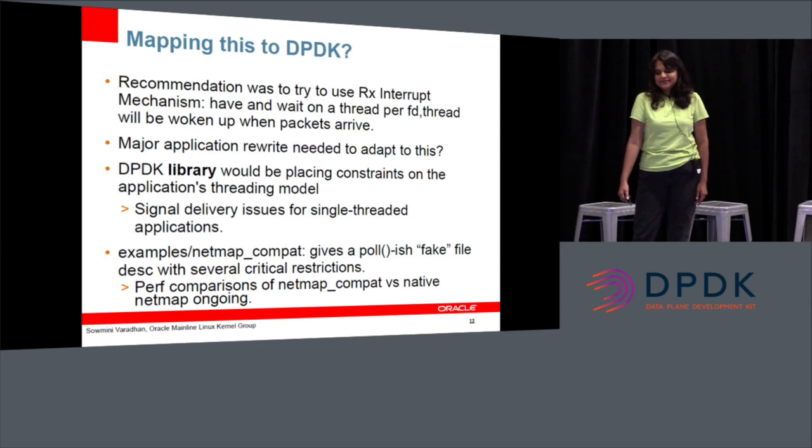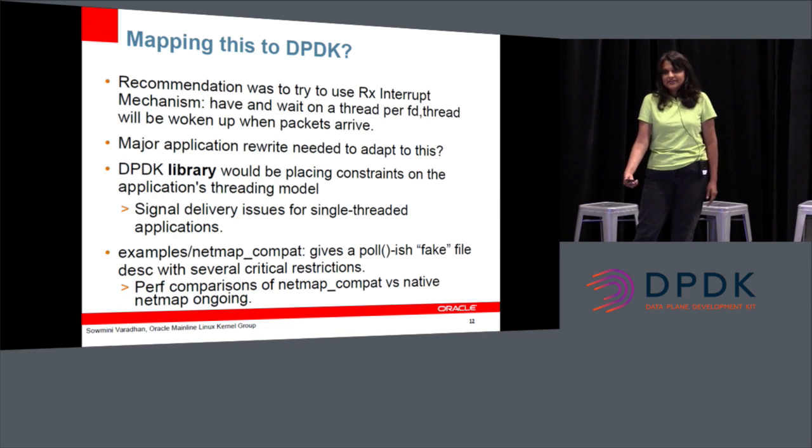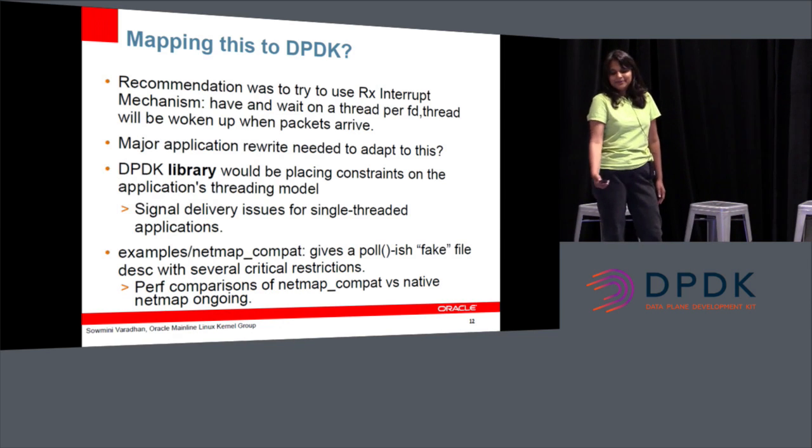I looked at the examples, and there is a netmap compat, which gives you a file descriptor which you can sort of kind of poll. But there are lots of restrictions, so it's not really something that I could add to my mix of disk I/O and file system and other descriptors. Also, I'm still doing performance comparisons. I don't see any big win of using this netmap compat over the native netmap, so that doesn't seem like a viable option.